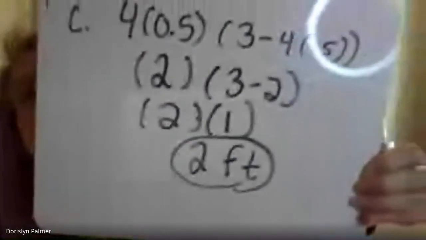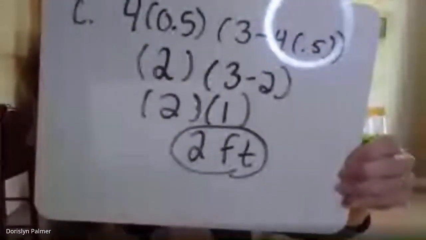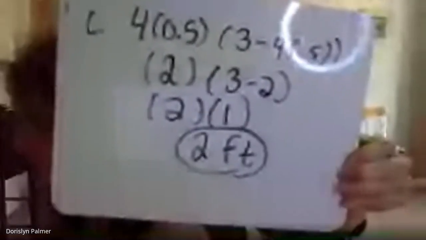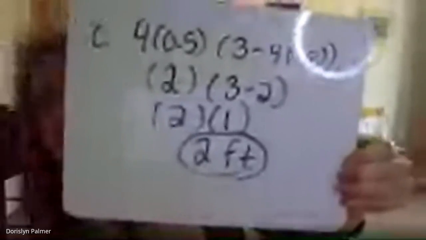I said 2 times the parentheses 3 minus 2. Good. And then keep going. And I'd use the distributive property to change it into 6 minus 4. Okay. What did you get? 2. That's it. 2 feet. Good work. So the really disturbing part is after half a second, the spider jumped 2 feet.